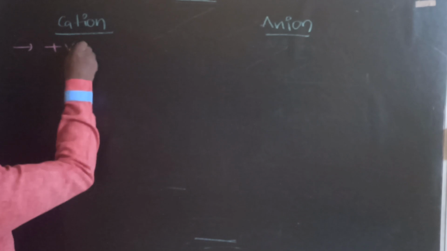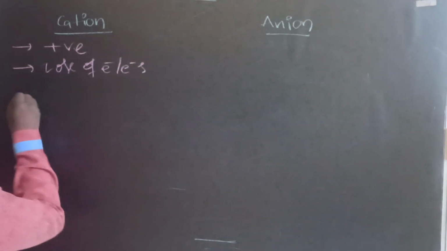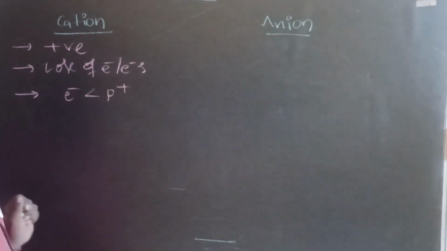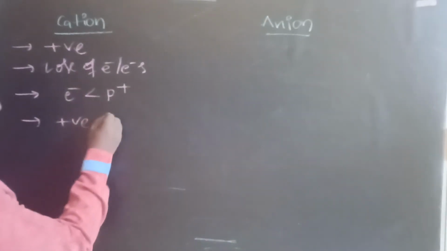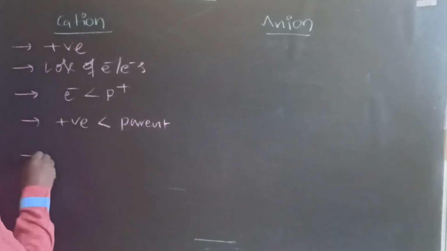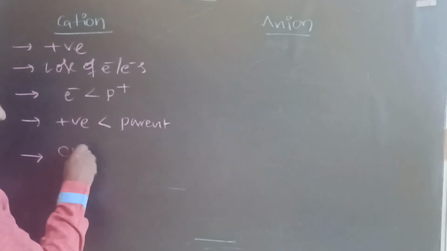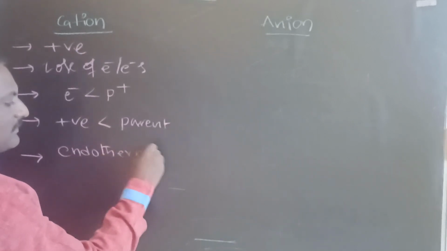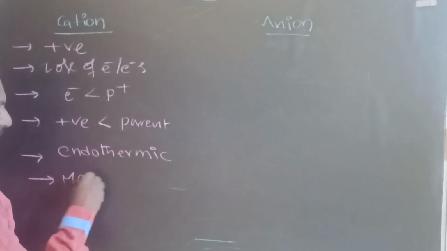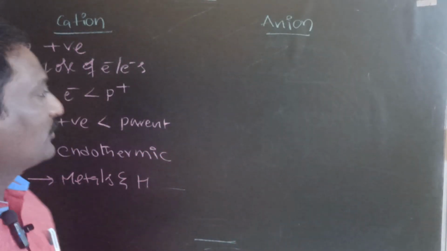Cation means a positively charged ion. It is obtained by the loss of electron or electrons. In case of a cation, the number of electrons is less than the number of protons. The size of a cation is smaller than that of its parent atom. Generally, formation of a cation is endothermic in nature. Generally, metals and hydrogen can form cations. These are a few very important words about cations.